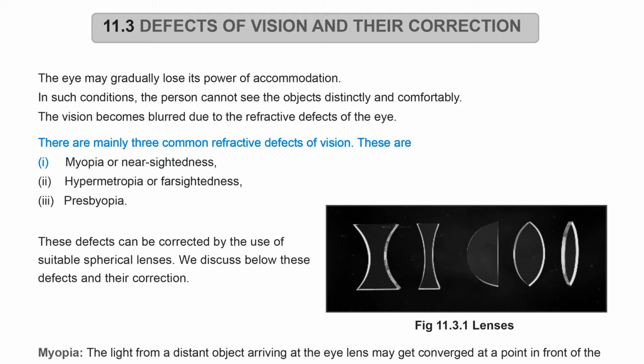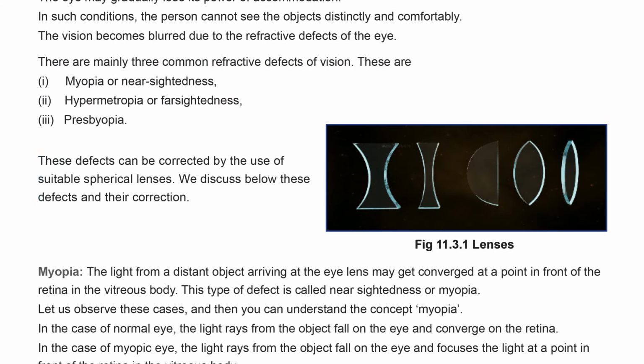These are 1. Myopia or nearsightedness, 2. Hypermetropia or farsightedness, and 3. Presbyopia. These defects can be corrected by the use of suitable spherical lenses. We discuss below these defects and their correction.